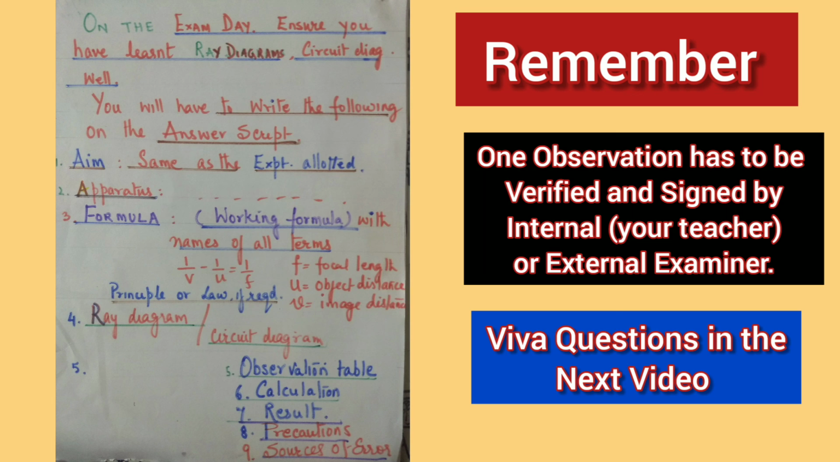Then observation table, properly marked. All observations, whatever you have made, you must write down. Calculations, neatly done. Result, precautions, at least 2 precautions and 2 sources of errors have to be written.